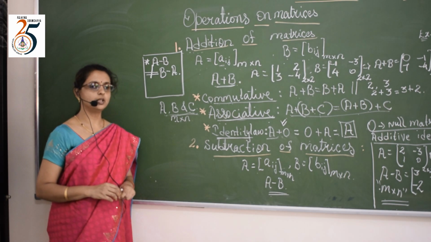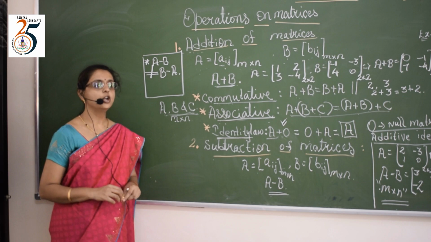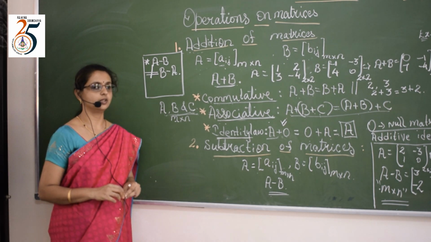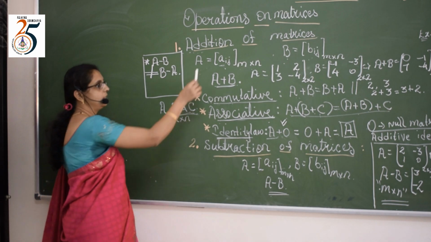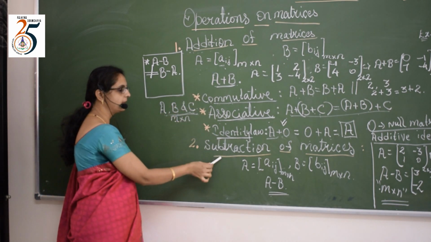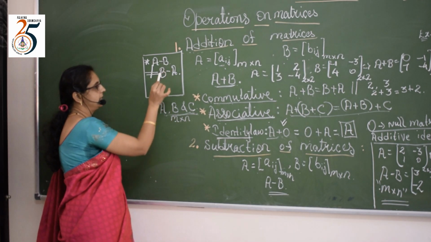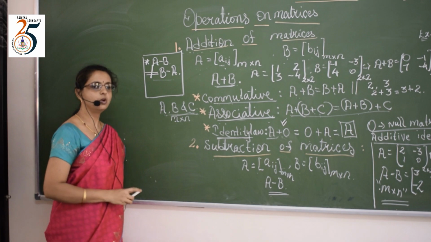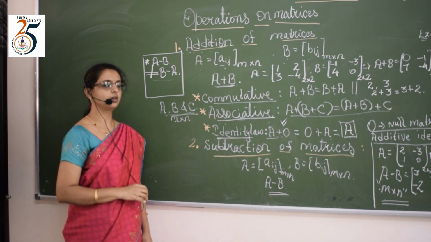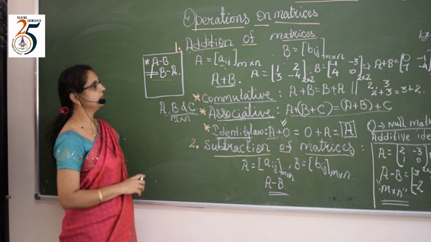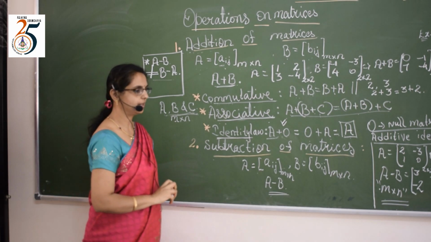Once it is non-commutative, it's understood that subtraction of matrices is even non-associative. It's true only for addition of matrices, but not for subtraction of matrices. A minus B is never equal to B minus A. Till now you have come across two operations on matrices, addition and subtraction of matrices.